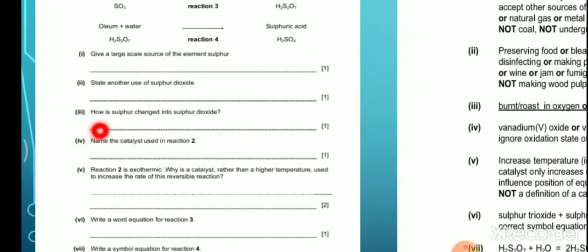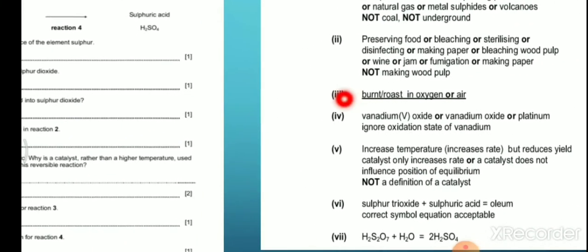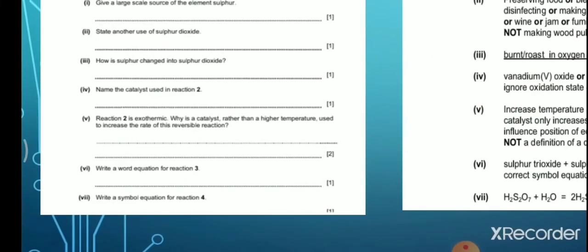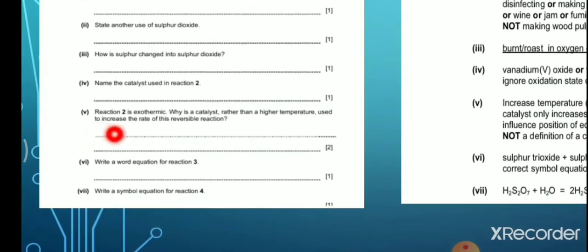Next, how is sulfur changed into sulfur dioxide? So you should write here: when sulfur is burnt or roasted in air or oxygen, you get sulfur dioxide. And the next question here.